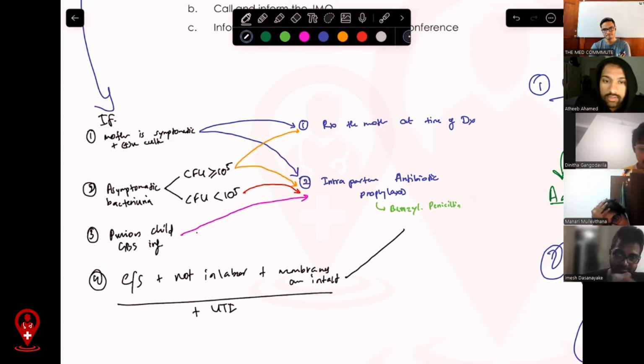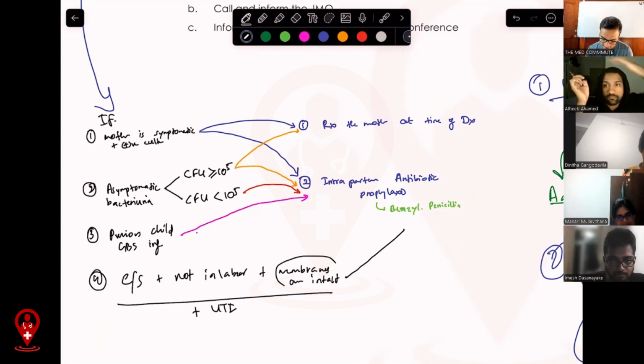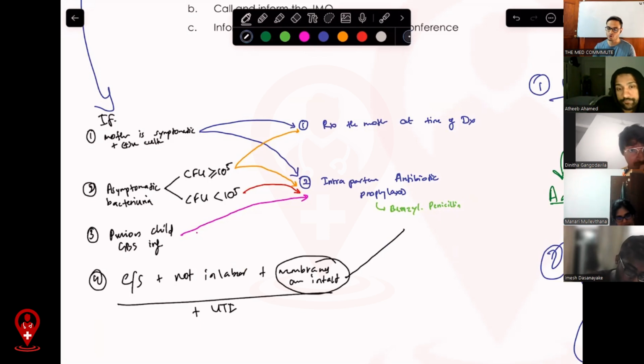Can you explain the fourth one again, please? The fourth one, yes. If this is a planned cesarean section, now let's say the mother is coming at around the 36th week and you have planned the cesarean section date within the next 2 weeks. Here, the mother is having a UTI, and there is no rupture of membranes, and the mother is not currently in labor. If this is the case, we do not need to give intrapartum antibiotic prophylaxis.